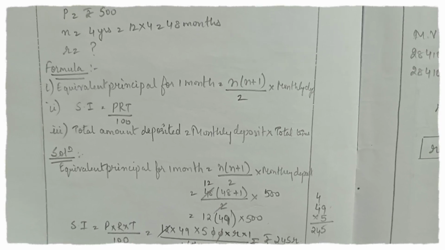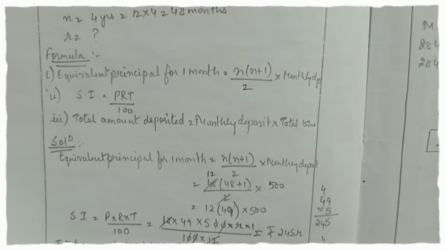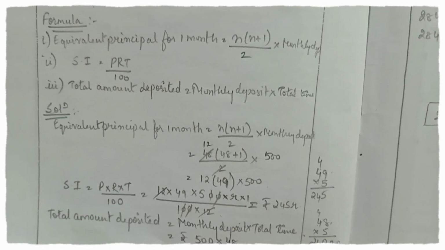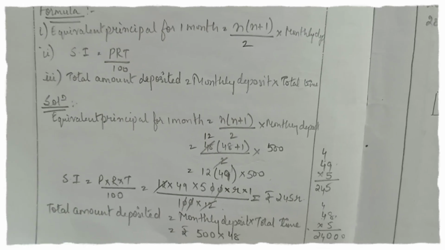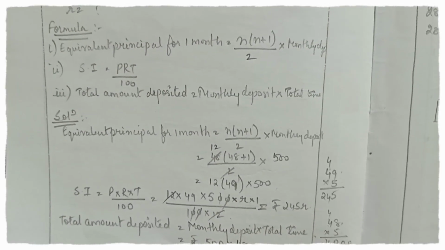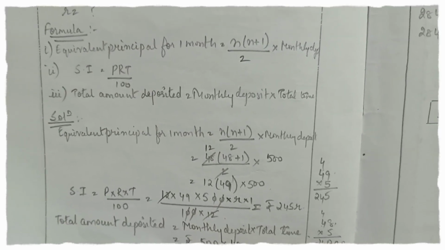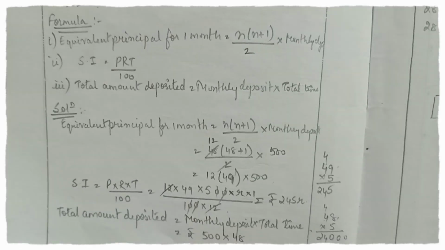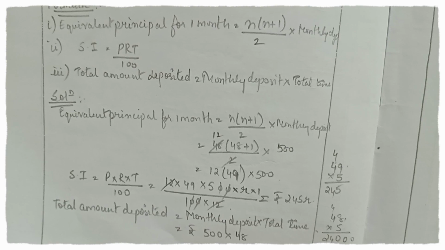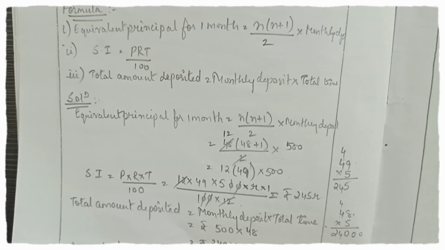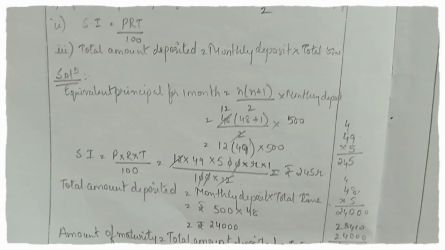Maturity value as stated is 28,410. The principal is given, rupees 500. N is equal to 4 years, 12 into 4 is equal to 48 months, and the rate of interest is to be calculated. First, writing the formulas: equivalent principal for 1 month is equal to N into N plus 1 over 2 into monthly deposit. Then SI is equal to P into R into T over 100. Total amount deposited is equal to monthly deposit into total time.